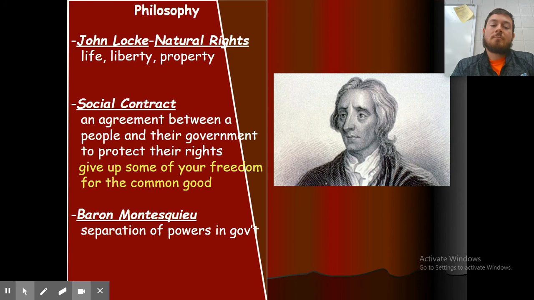The Baron of Montesquieu also comes up with the idea of separation of powers of government, basically the checks and balances. You don't allow any one part of the government to control everything.